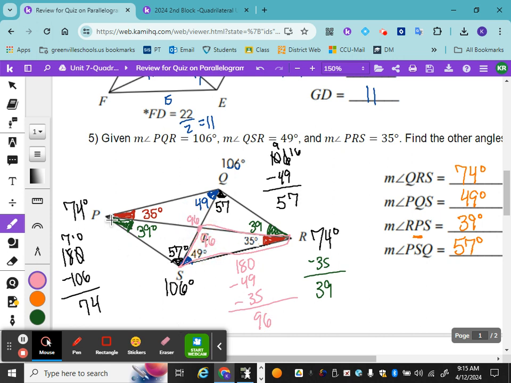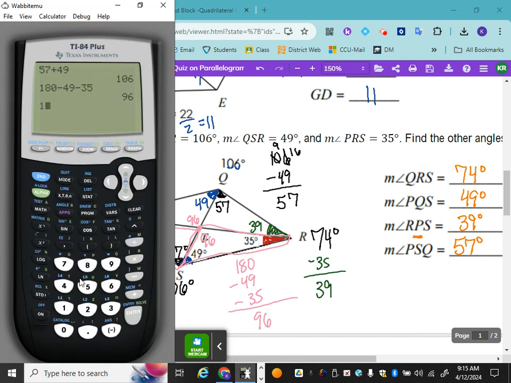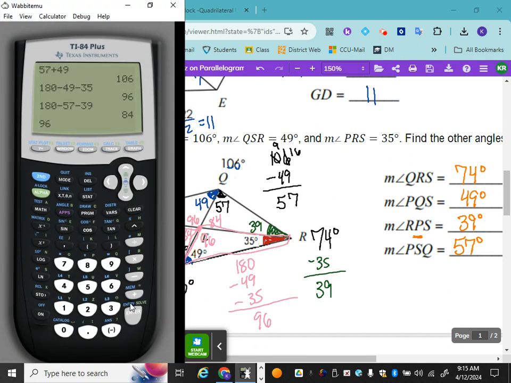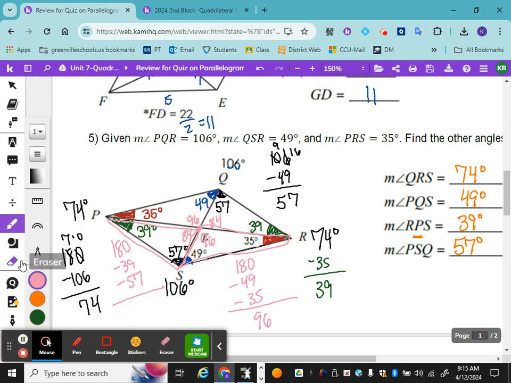And then you can do the same thing to this triangle or the other one across from it because they're the same. 180 minus 39 minus 57 to figure out that. This isn't asked for. I just want to make sure you see it in case it is asked for on the quiz. 84. And these two have to add to 180 because that's a straight line. They're supplementary. They're a linear pair. And they do. So you did it right.